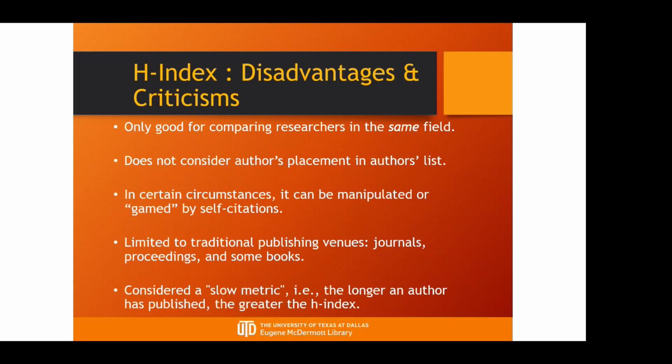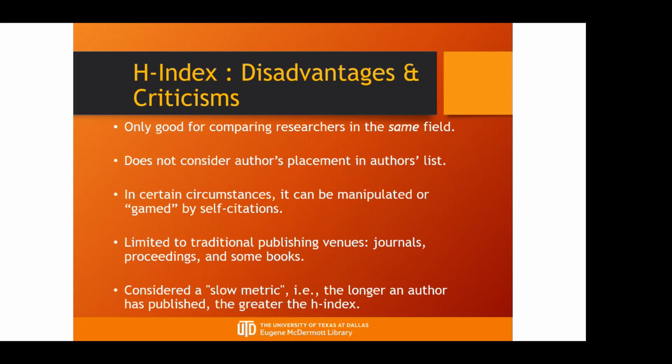Also, newer or younger authors, those who have not been in the publication game for a long time, are at a greater disadvantage compared to more established or older authors. That is, authors who have had more time to publish. The longer they've been around and have been able to publish, the more likely they're going to have a higher and more accurate H index.